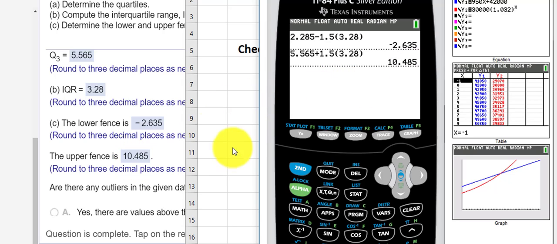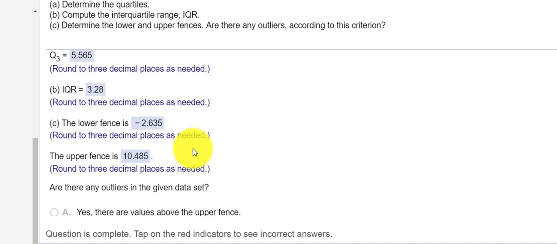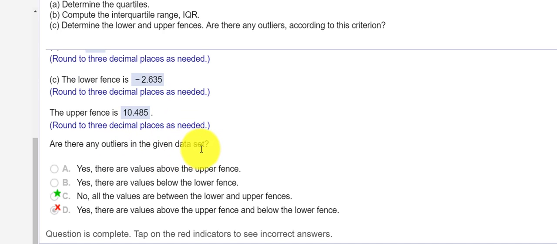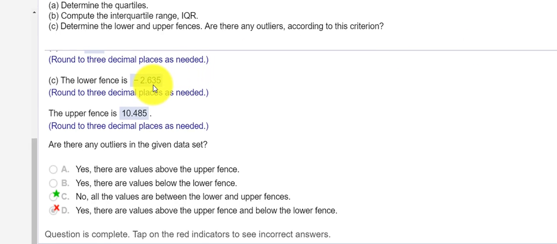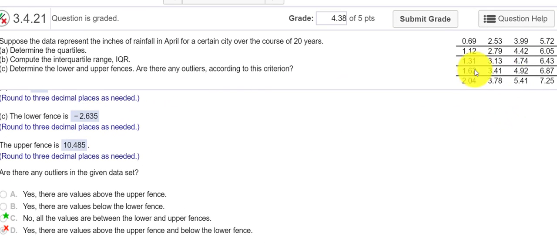All right. So now the next question, now that we have our fences, are there any outliers in the given data set? Well, are there any values in this data that's below negative 2.635? Do you see any data in here that's above 10.485? If everything falls in between, there are no outliers. So it looks like this student made a mistake here. The correct answer would be C. Right? There are no outliers.